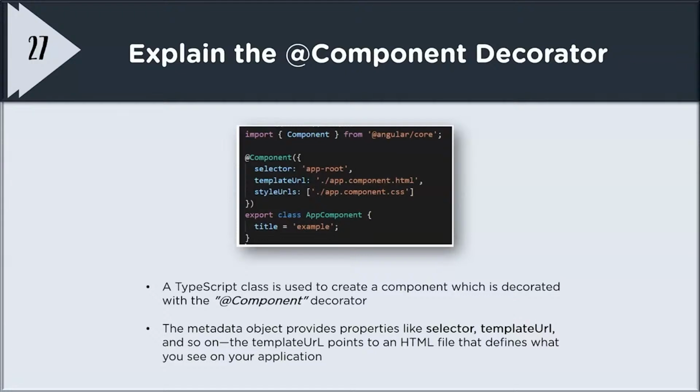Now the image above shows an app component, which is a pure TypeScript class decorated with the @component decorator. The object that gets accepted by the decorator provides properties like template URL, selectors, style URLs, and many more. Now here the template URL property points to an HTML file defining what you see on the application.